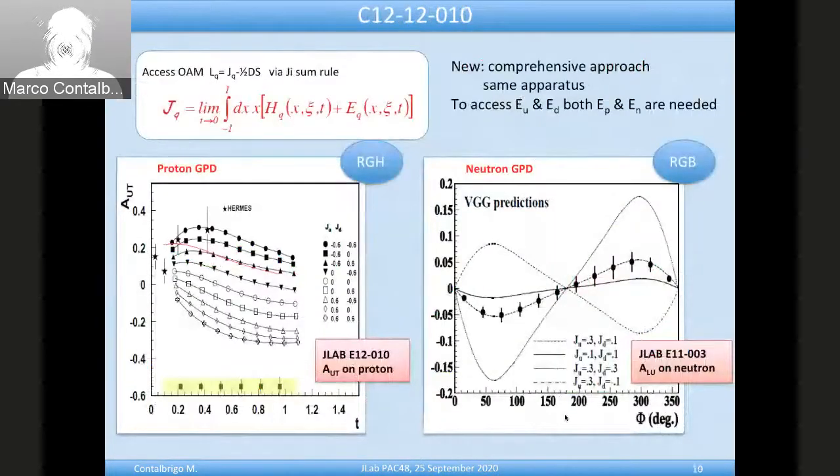The experiment CLAS12 has a program that is comprehensive and plans to study asymmetries that are sensitive to the various GPDs, in particular to the E1 that enters the Ji sum rule connected with orbital angular momenta of the quarks, and wants to measure it on a proton with a transverse target and a neutron with a beam polarization, as was explained in the previous talk. And so we'll provide complementary approaches and flavor separation.